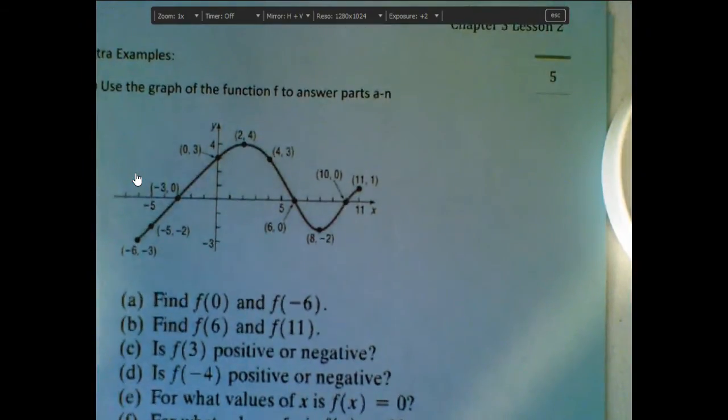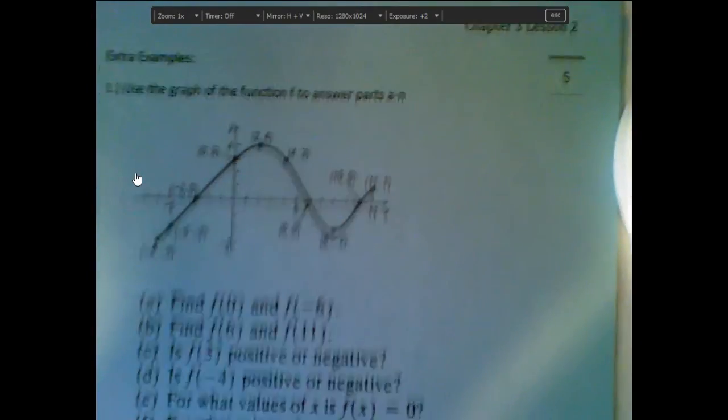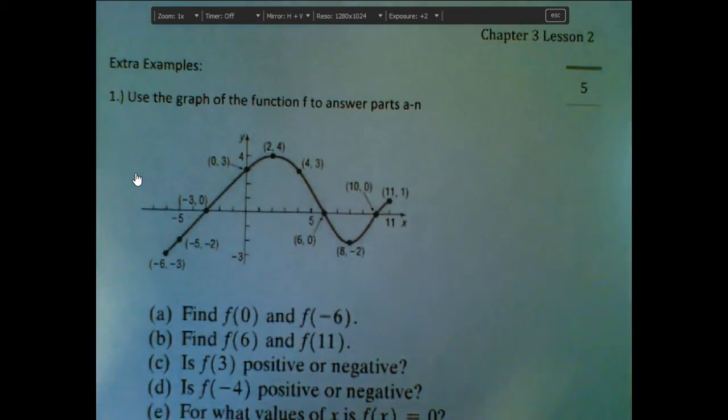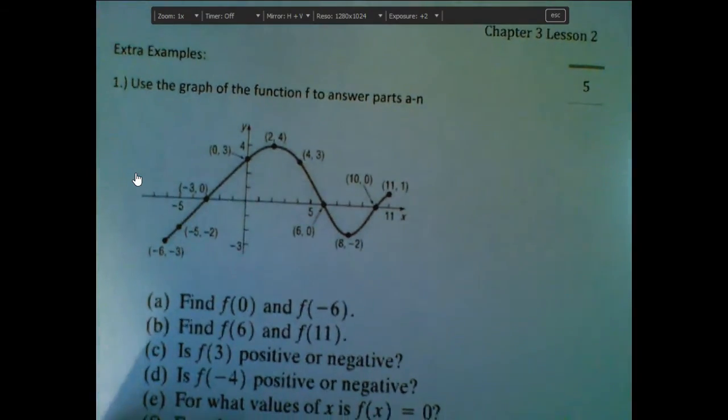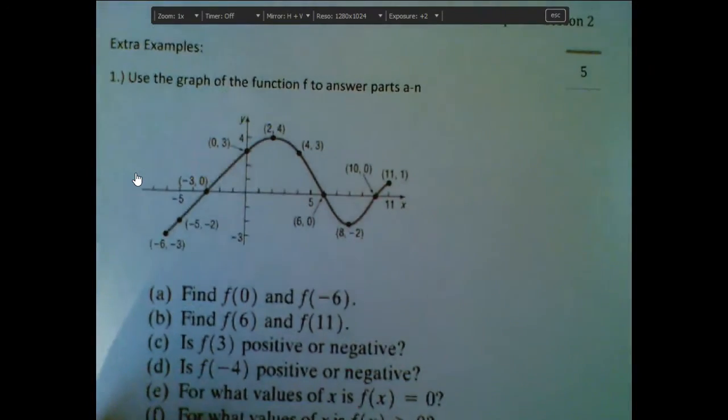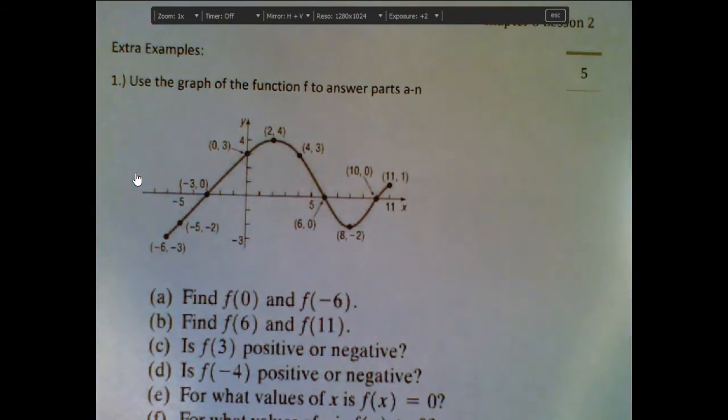Chapter 3, Lesson 2, Extra Examples. Use the graph of the function f to answer parts a through n.